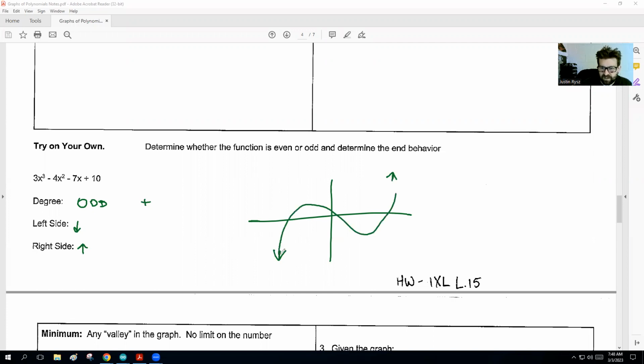So something's going on in the middle here. We don't know exactly what yet. We will determine those things later on. But it's going to be something like that. It could be a straight line. It could wiggle, waggle. We don't know, but we know where our arrows are going to be at the ends of our graph.